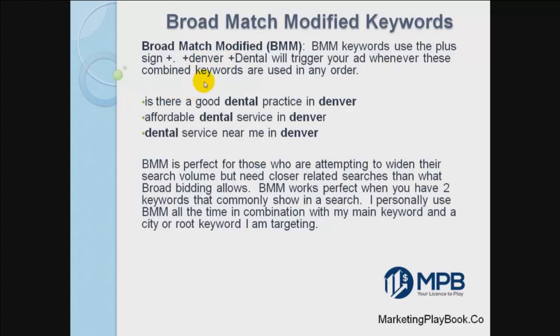So instead of bidding broad on, let's say, Denver dental, and triggering for possible keywords that you don't necessarily want to, then this is a fantastic way to go. So right here is a great example. Is there good dental practice in Denver? Because I'm bidding on plus dental, plus Denver, anytime that these keywords show up together, then I'm going to rank for it. Now still, the dog and the cat can show up here. So you still have to stay on top of those negatives. But you're going to match far more keywords and lose a lot less money starting off with the broad match modified.